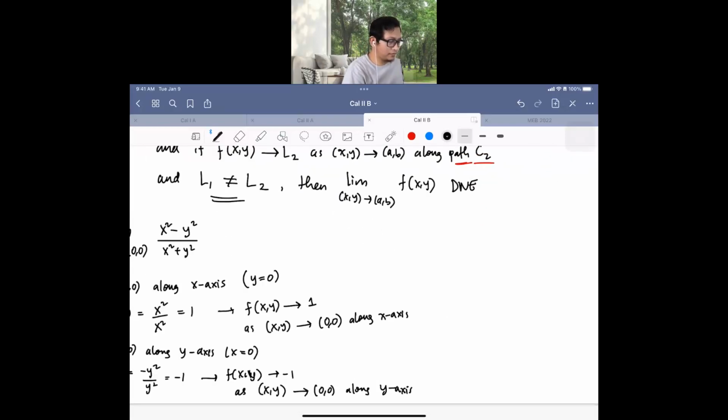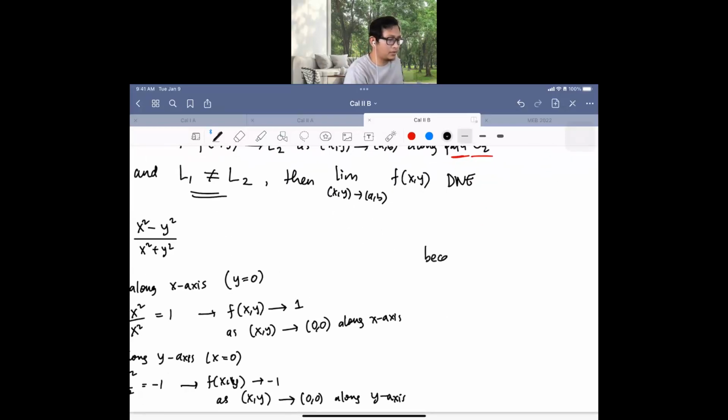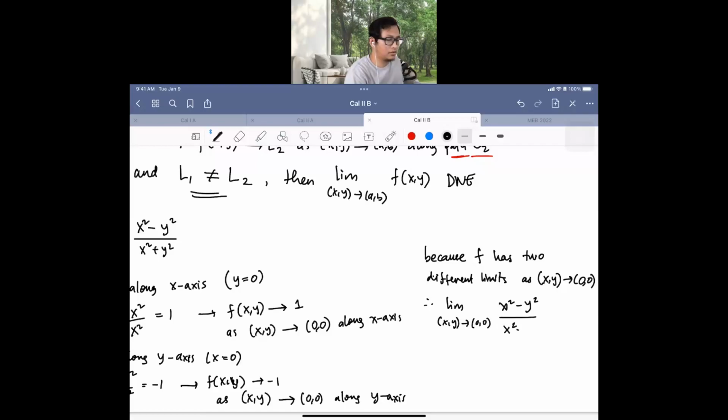Okay, so because L1 is not equal to L2 as we mentioned, f has two different limits as (x, y) approaches (0, 0). As a conclusion, this confirms that the limit doesn't exist.